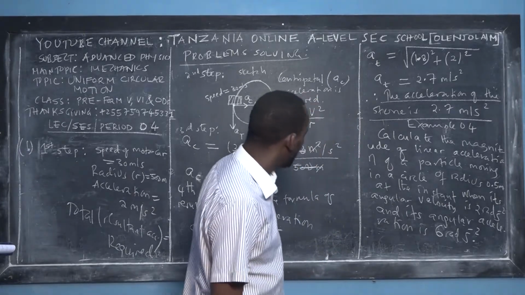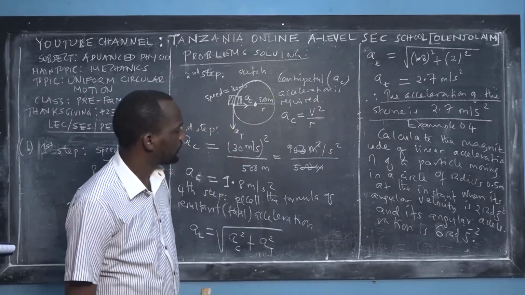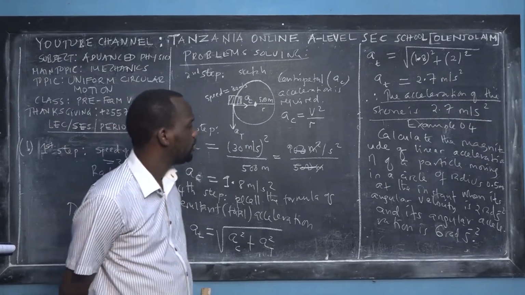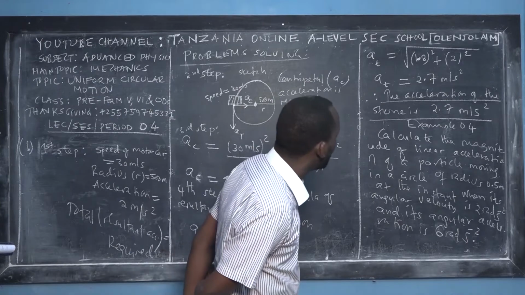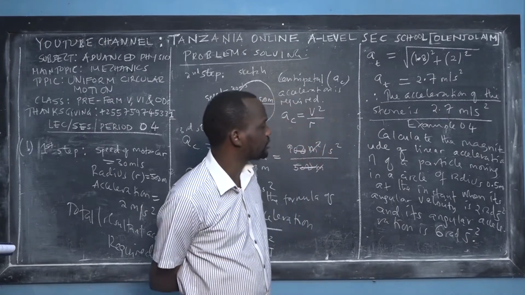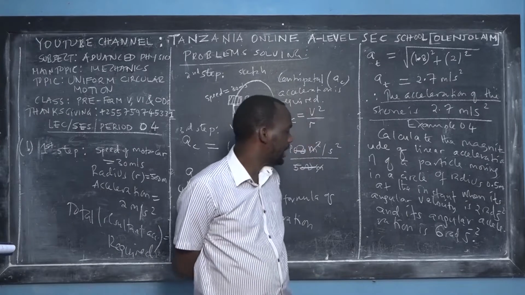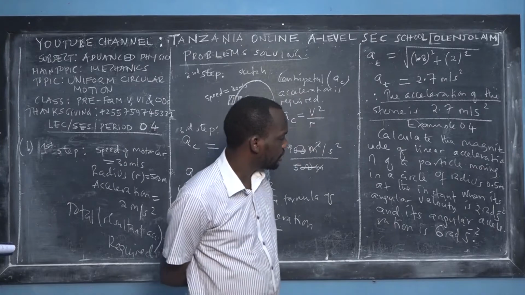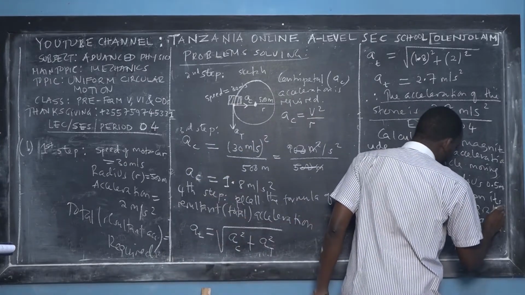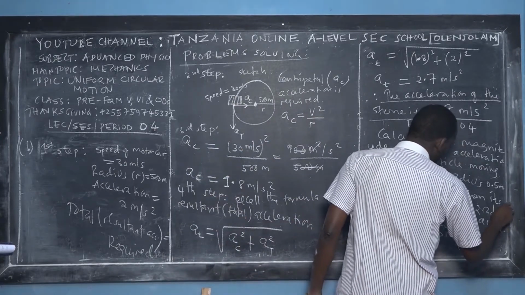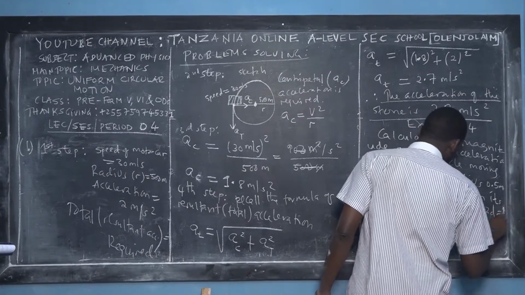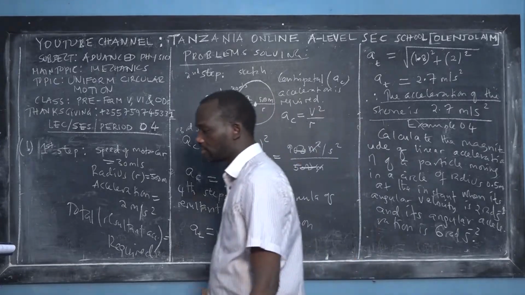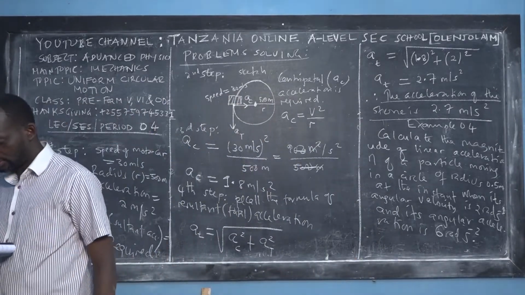Calculate the magnitude of linear acceleration of a particle moving in a circle of radius 0.5 meter at the instant when its angular velocity is 2 radians per second and its angular acceleration is 6 radians per second squared. We can try before we solve. The space is free for you.